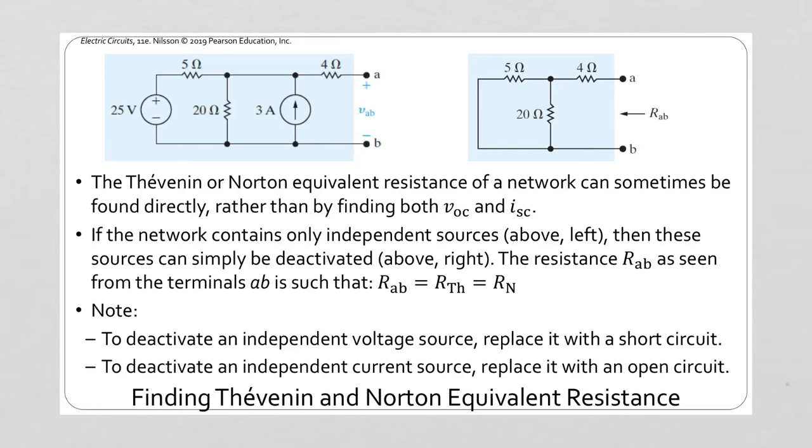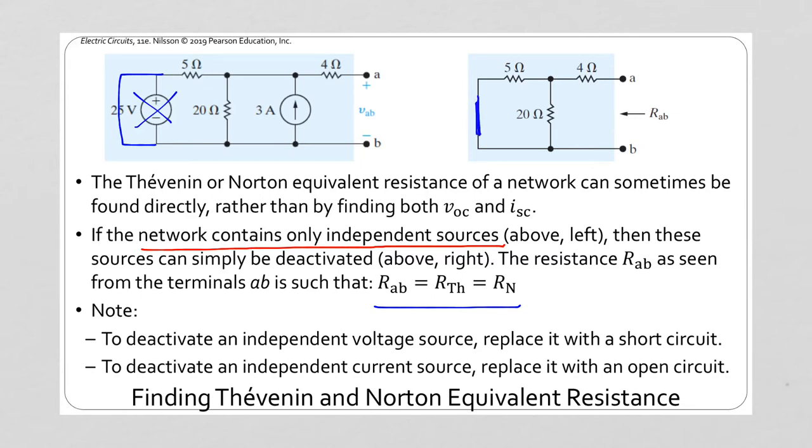When you have a network that contains only independent sources, like we have here, you can simply deactivate those sources to produce a simpler circuit, and then you can find out what the equivalent resistance is as seen from the two terminals of our circuit. This equivalent resistance is going to be the Thévenin or the Norton equivalent resistance. Recall that if we're deactivating independent sources, to deactivate a voltage source, we want zero voltage, which means we want a wire, which is what we have right here.